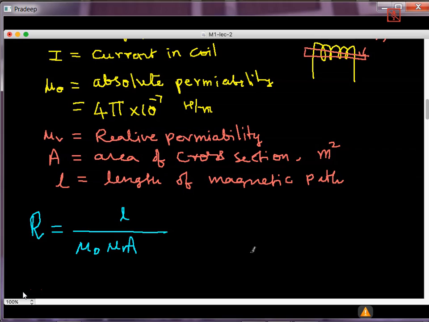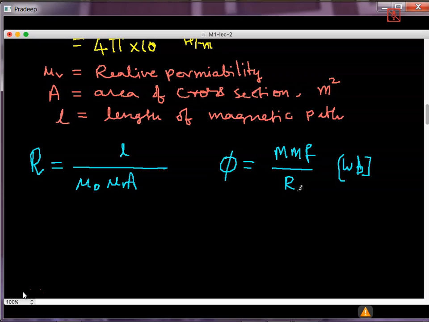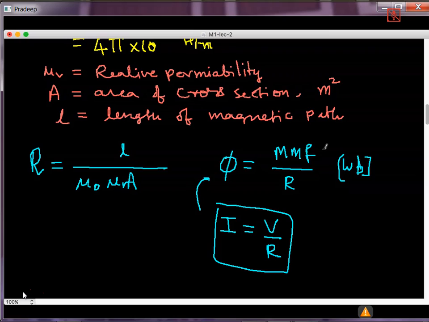Once you know reluctance, then I can find the flux. Flux is nothing but MMF divided by reluctance, and its unit is Webers. This is similar to Ohm's law, that is, current is nothing but V by R. So it is similar to that.